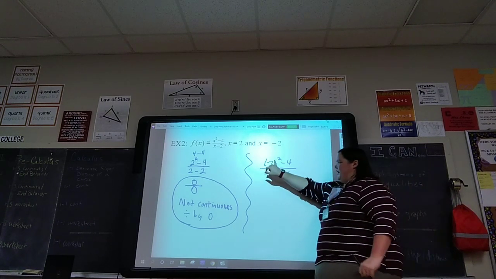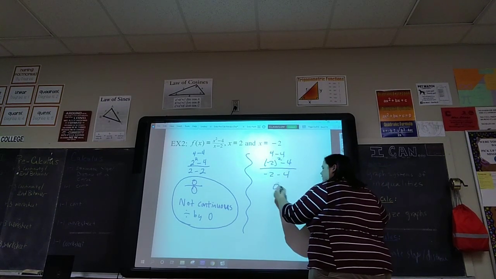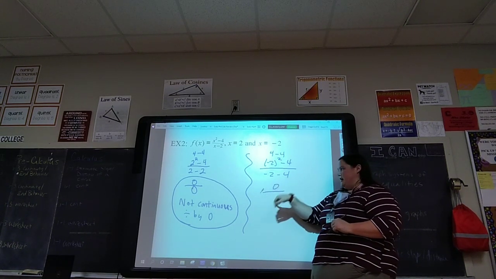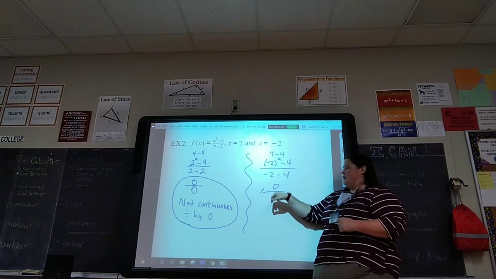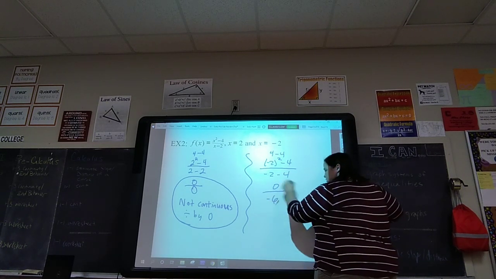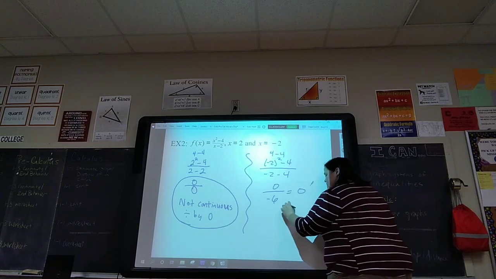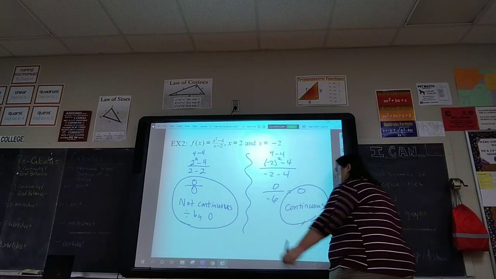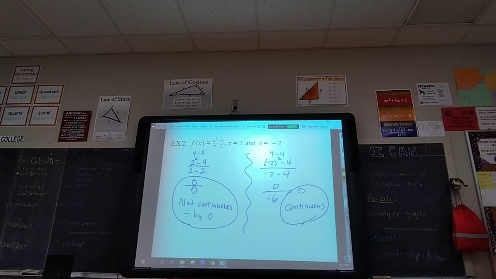So on the top, I plug it in, I get negative 2 squared, which is 4. And then 4 minus 4 is 0. Okay, again, I've got 0 on the top again. But like I said, that's not the 0 that makes it not continuous. It's if it's 0 on the bottom. Am I going to get 0 on the bottom? No. Okay? So this one's okay. This one's just going to be 0. Because 0 divided by anything is 0. So I can actually get a value. So this one is continuous.